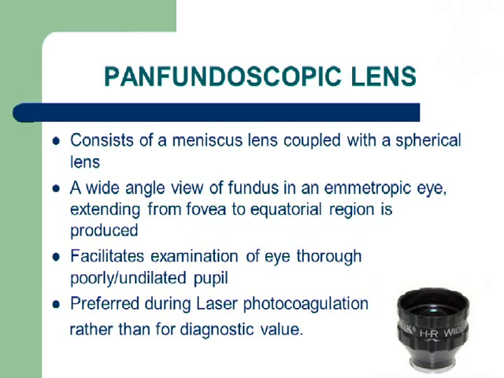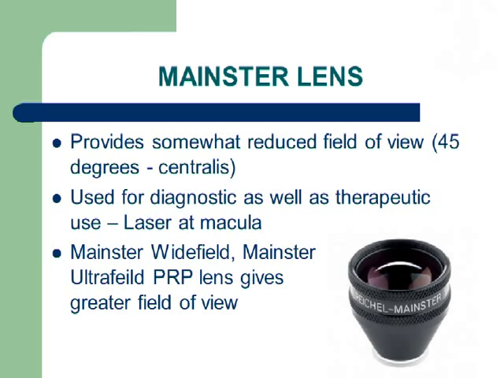Panfundoscopic, because it gives a wide field of view, is preferred even for pan-retinal photocoagulation up to the mid-periphery and the periphery. The MAINSTER lens is the other lens which provides a somewhat reduced field of view, about 45 degrees. Some of these lenses are also called the centralis lenses. These are used again for diagnostic purposes, especially when you want to study some macular pathology, like diabetic retinopathy or CSR. And these are used when you are doing precise macular photocoagulation, like if you are treating focal leaks of a CSR, or you are doing a focal or a grid laser photocoagulation.